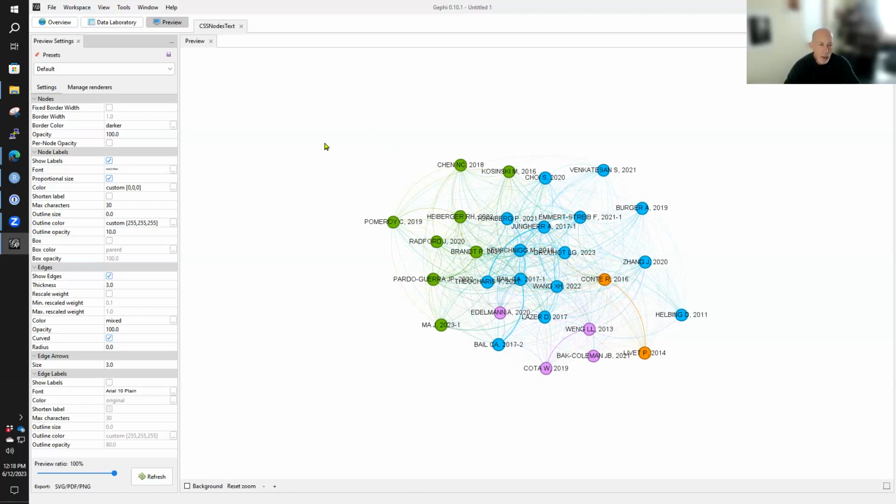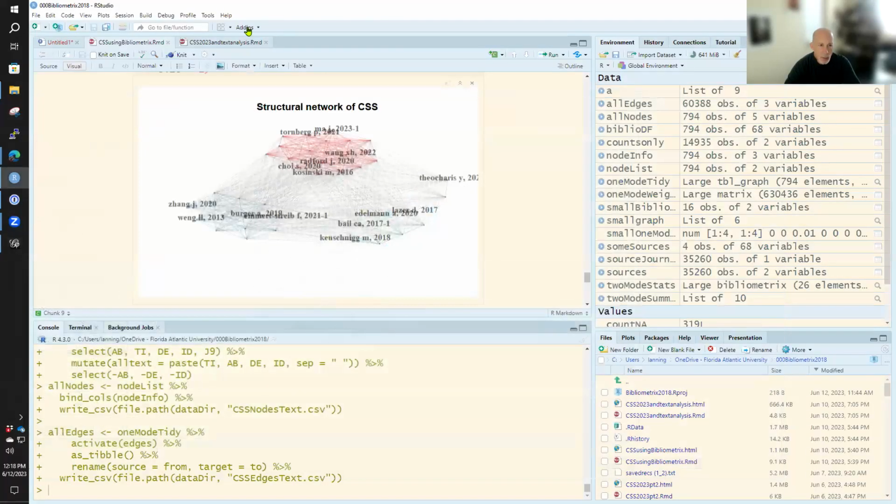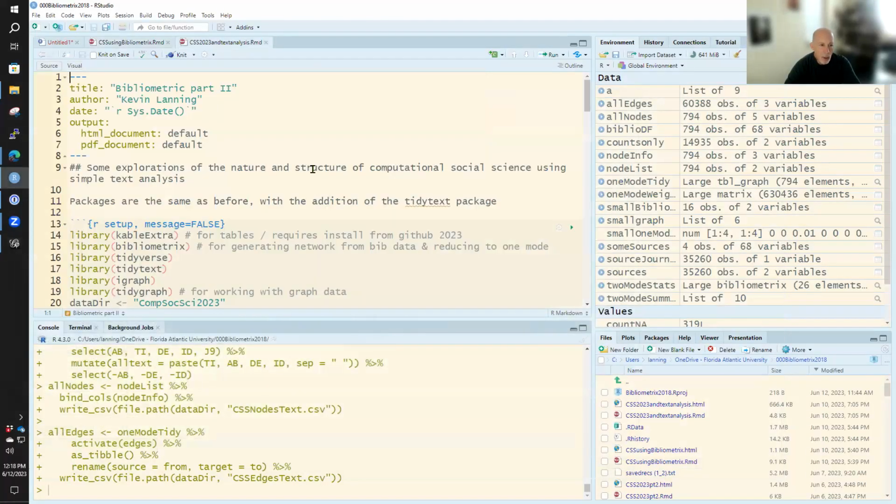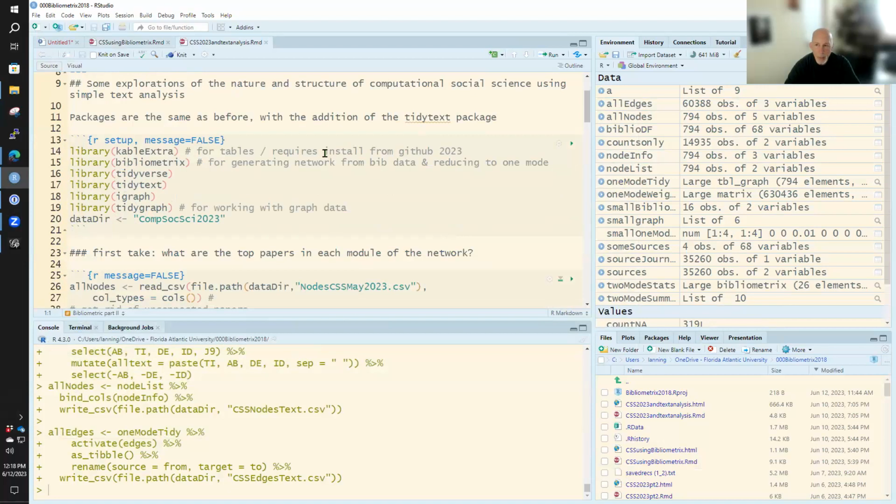But the real thing we did in Gephi was we got some measures of centrality and community membership that we can work with. So we've got these different communities. And so in this video, we're going to take those communities and look at them a little bit more carefully. So it's back to R.